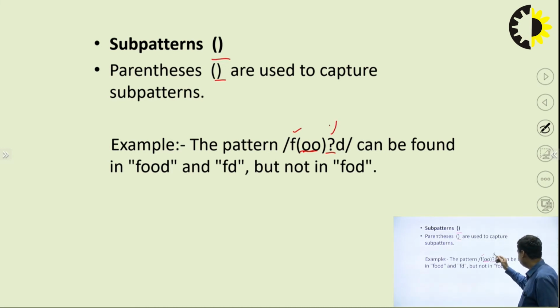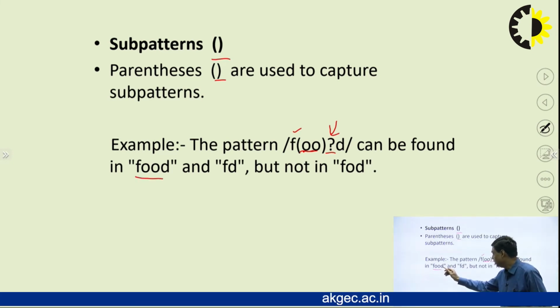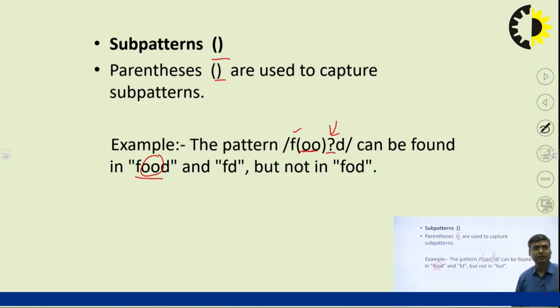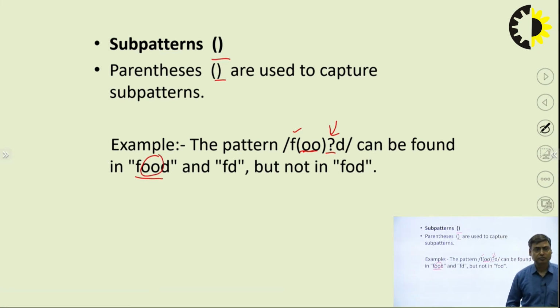So, when using this pattern to validate a string, it can be found in FOOD, because OO is a subpattern and it is present 1 time. And this string is also valid, that is FD. Because of the question mark, this subpattern may be absent, which is the property of the question mark, 0 or 1 time. But it is not here. Why is it not here? Why is it invalid? Just think, why is it invalid?